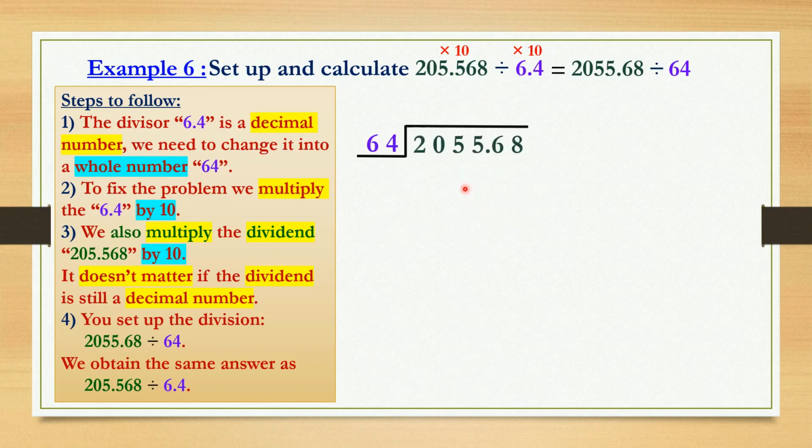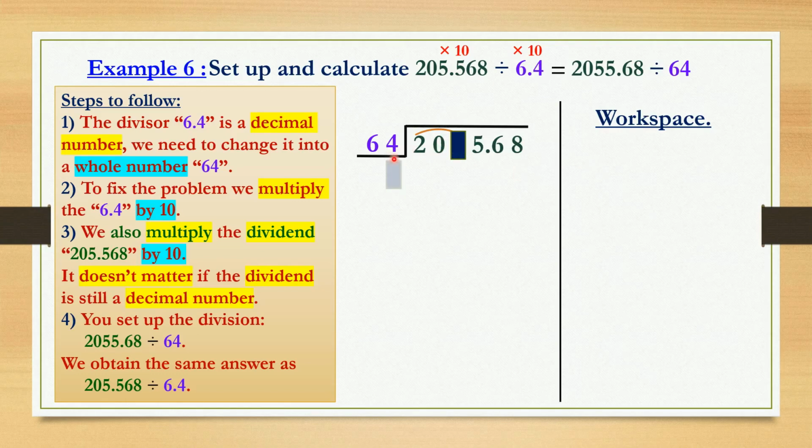After setting up the division, here the divisor is a 2-digit number. Here 20 is less, so we take 205. Let's estimate the quotient. We hide the ones digit in 205 and in 64. 20 divided by 6, here we have 3. 3 times 6, 18. We try the 3 on the scratch. 64 times 3, it's 192. It's less than 205, so we write 3 in the quotient. And the remainder here, 5 minus 2, it's 3, and 20 minus 19, it's 1.